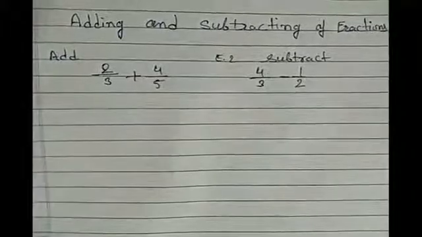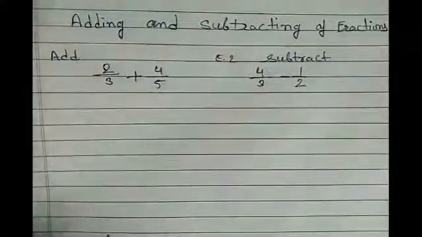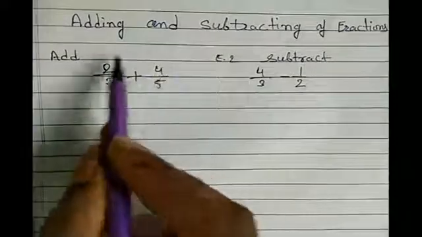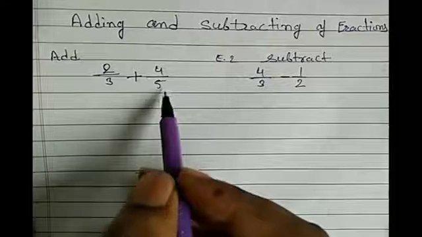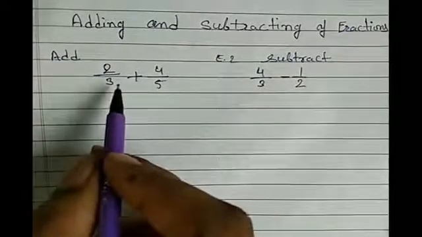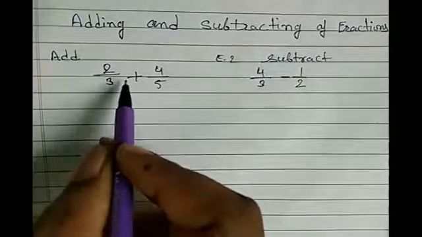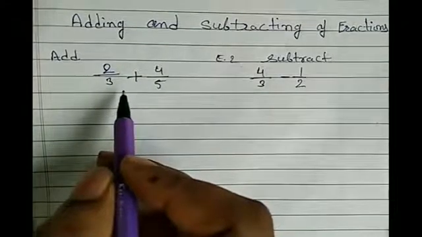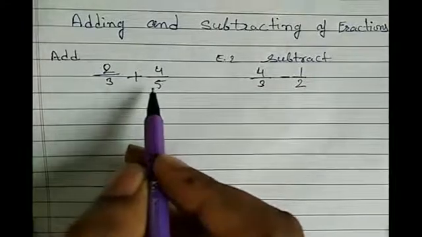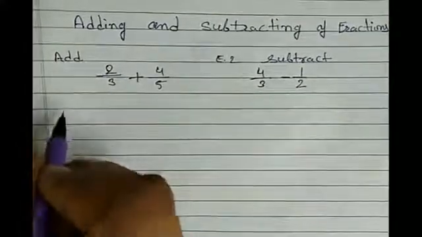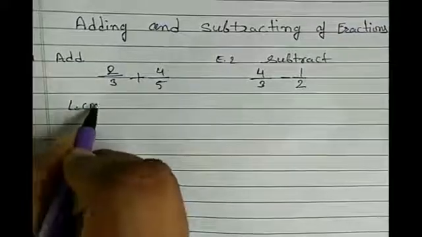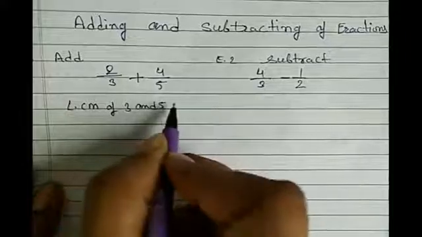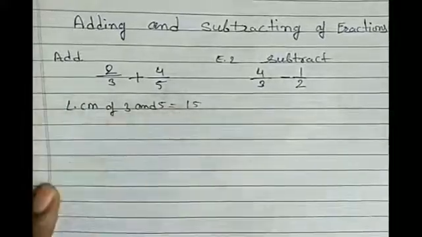Now, let's start with addition and subtraction of fractions. In this part, we have to add both fractions. For addition, first we have to convert the given fractions into like fractions. To convert them into like fractions, first we have to find the LCM. So we find the LCM of the denominators 3 and 5, and we get 15.